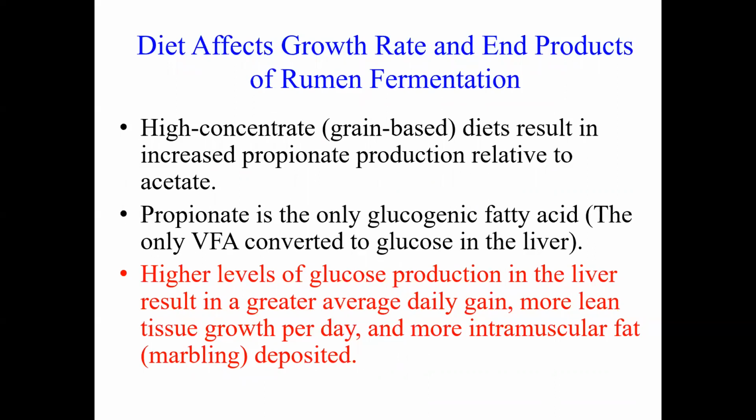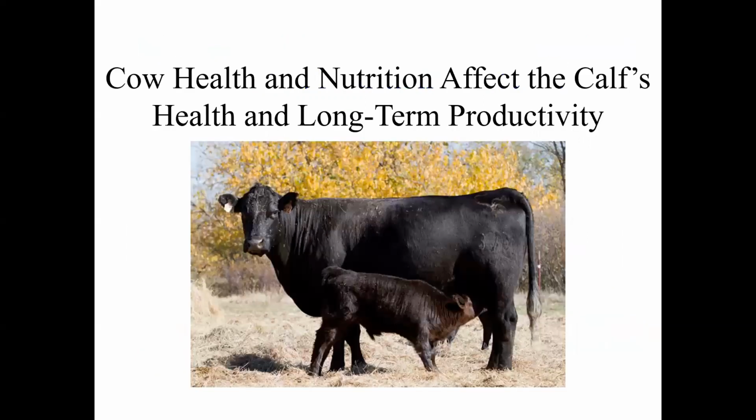Higher levels of glucose production in the liver result in a greater average gain, more lean tissue growth per day, and more intramuscular fat deposited. So, if we feed a forage-based diet that results in more acetate, what we get is an increase in back fat, seam fat, and milk fat. If we feed a high grain diet, we get more glucose, more average daily gain, more tissue growth, and more marbling.